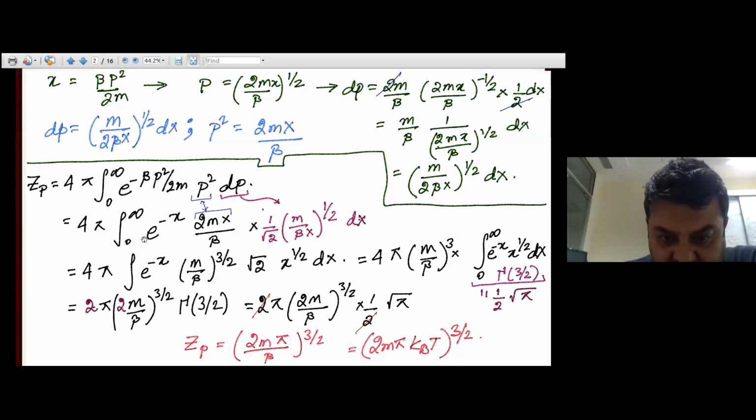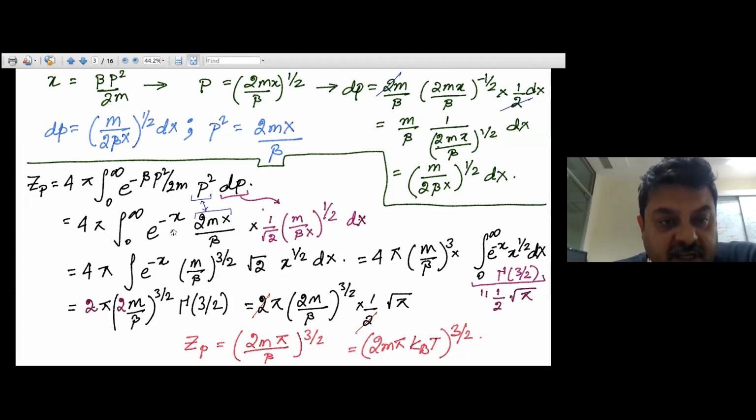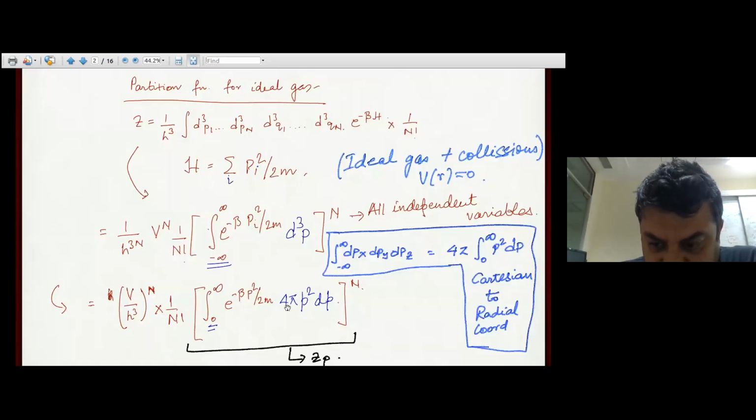And so it already had this 4 pi p squared. Now we are doing a variable transform. So beta p squared by 2m, we write it as minus x, where x equals beta p squared by 2m. The minus is intact, minus x. This p square we replace by 2mx by beta. This dp we replace in terms of the new variables, 1 by square root 2, m by beta x to the power half into dx. This 4 pi is intact as it was there even here.